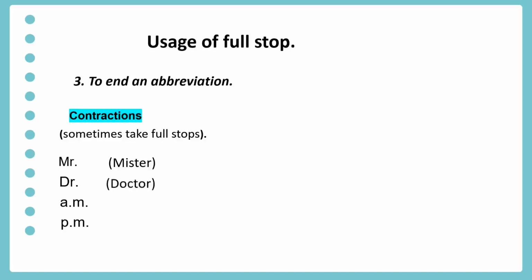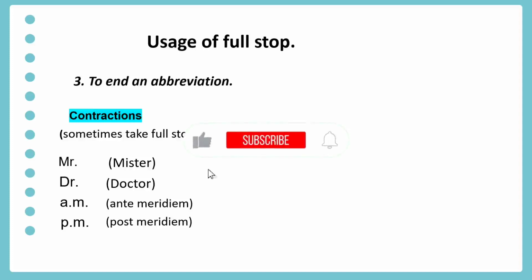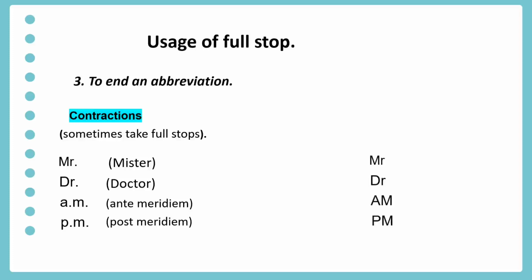The abbreviation AM and PM are formed by combining the first two letters of the words antemeridian and postmeridian, which mean before noon and after noon, respectively. However, they can also be used without full stops. But make sure when you are writing AM and PM without full stop, they should be uppercase letters.